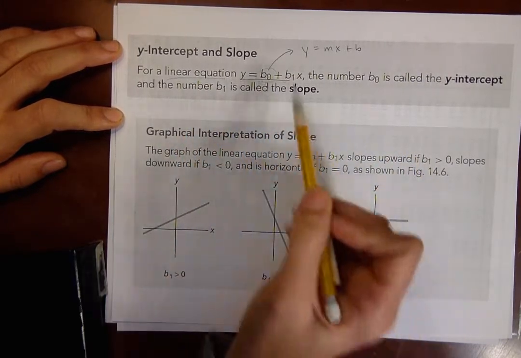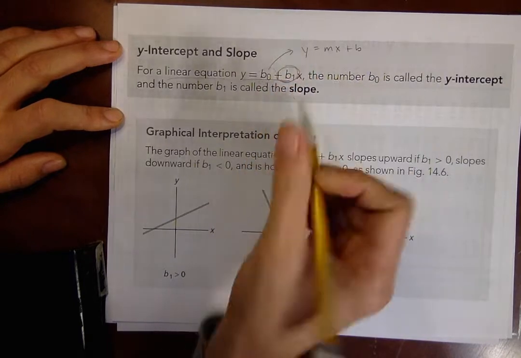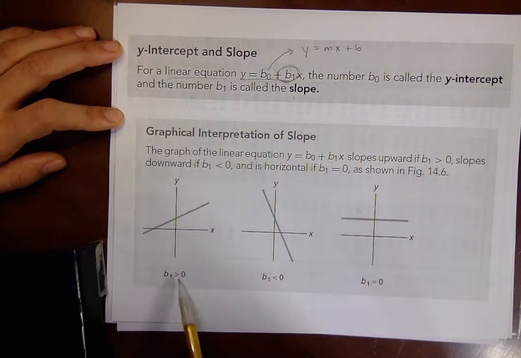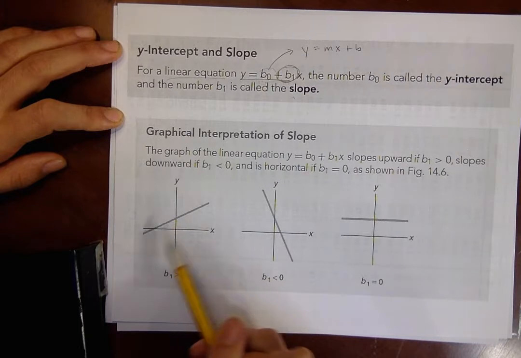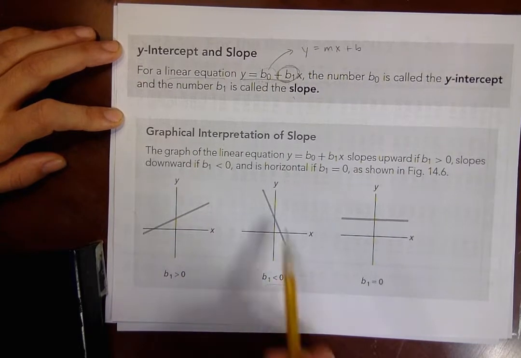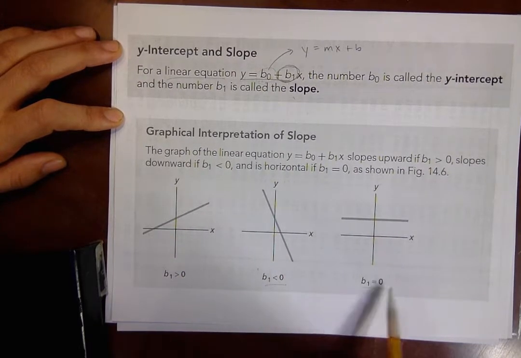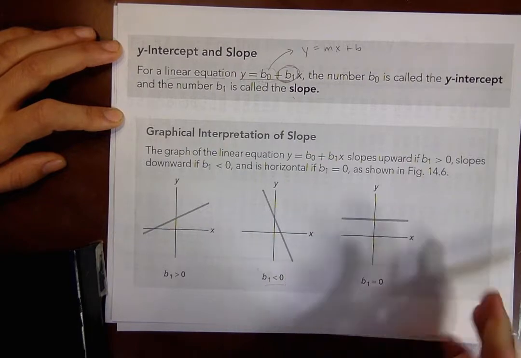Anytime you have a slope, the sign of this tells you something about the way that the graph looks. So a positive slope looks like that. It slopes up. A negative slope slopes down. And zero slope is just a flat horizontal line.